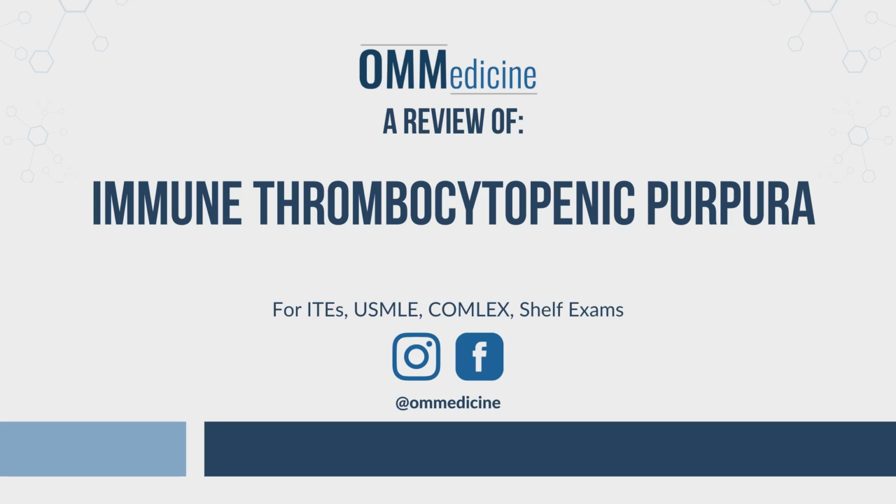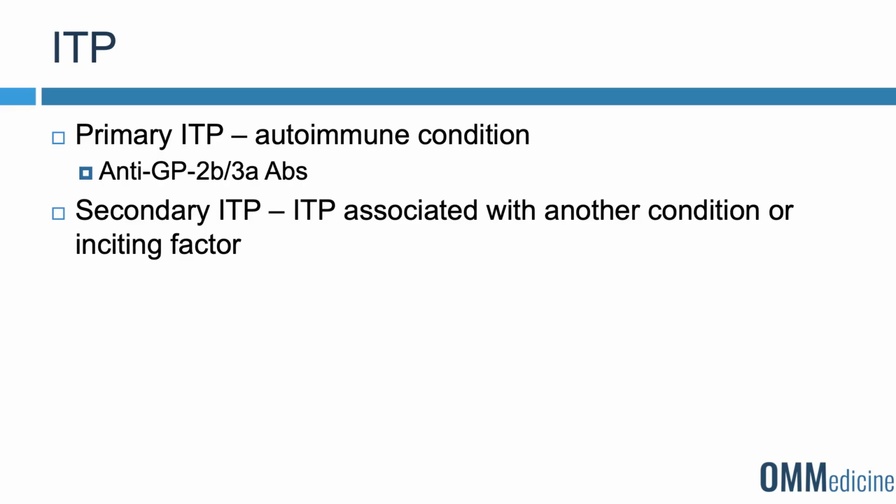Welcome to the OMMedicine's module on immune thrombocytopenic purpura. Immune thrombocytopenic purpura, or ITP as we will refer to it from here on, has several different forms. However, the one that you are most likely to be tested on and the true autoimmune form is going to be what we call primary ITP.